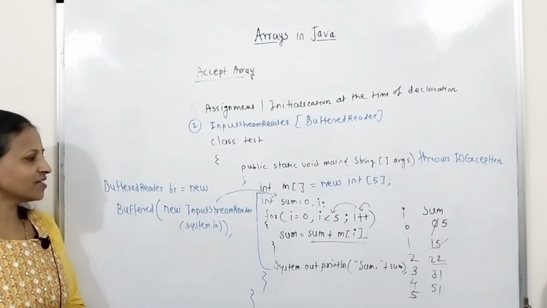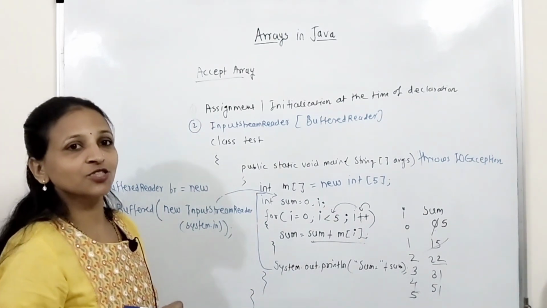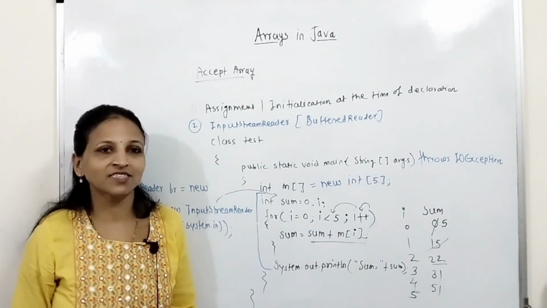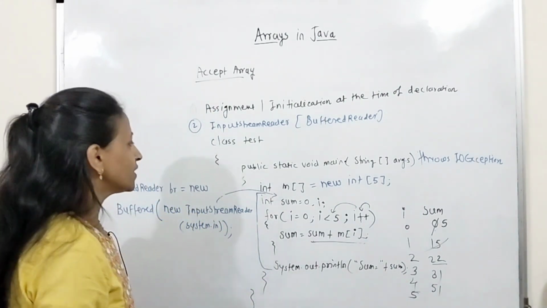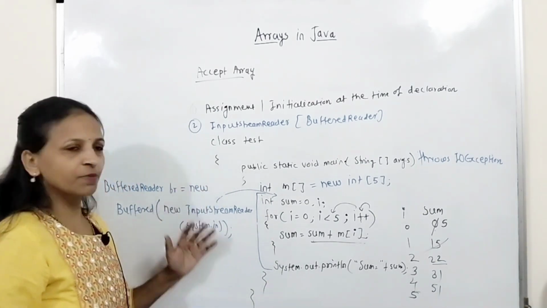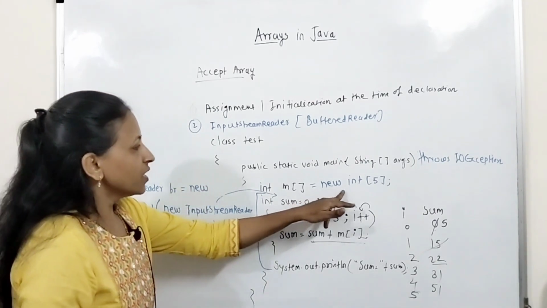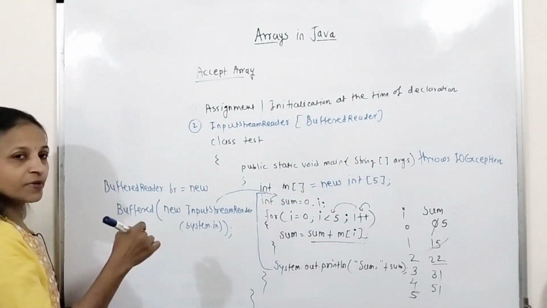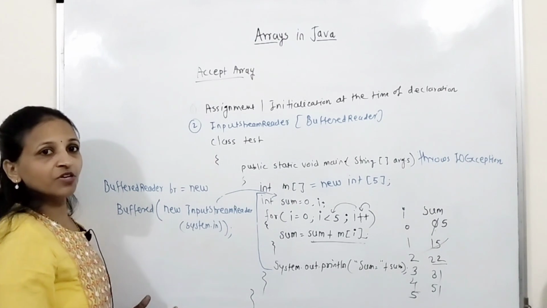If you want to use Scanner, then there is a simple way: just create one Scanner class object like Scanner s equal to new Scanner(System.in), and with the help of that Scanner object also you can accept data. That part I am going to explain up to this point. Here we have just created one BufferedReader object. Now we have to give a message to the user: enter any 5 numbers.